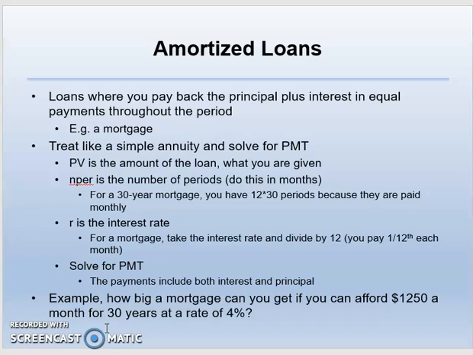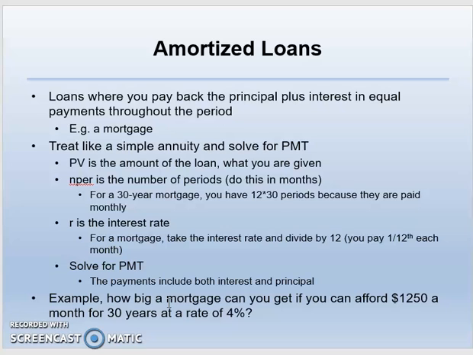So think about this. Got a mortgage. You can pay $12.50 a month for 30 years at a rate of 4%. How big a mortgage can you get?